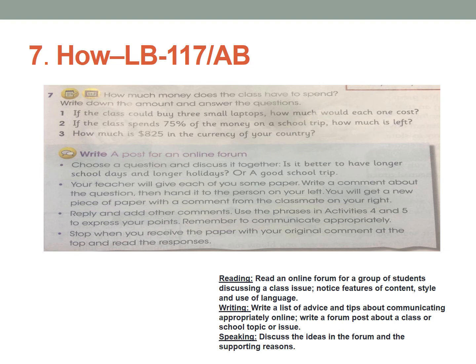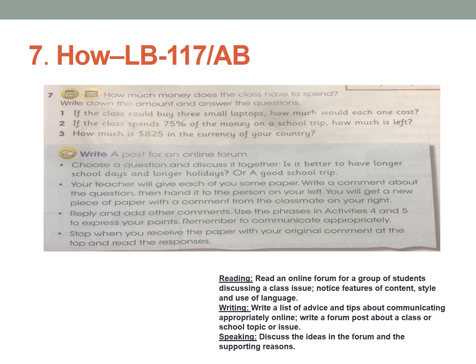And now let's get back to activity 7, how learners book, page number 117. So what you have to do in this is how much money. You need to take out your copybook and write down how much money the class has to spend. Write down the amount and answer the question.